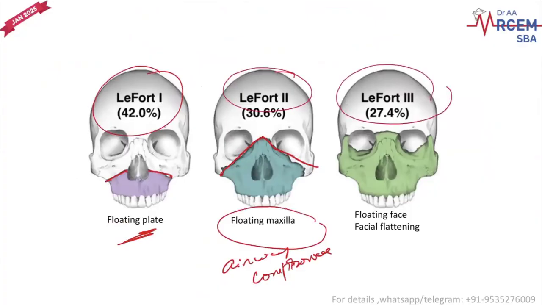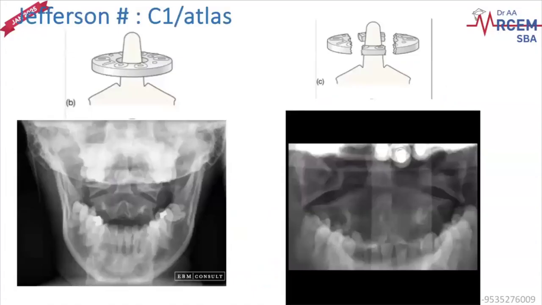Le Fort fracture 3 is also known as floating face. It completely separates from the skull itself. The face appears as if it has been flattened. It also can cause airway compromise. But the most notorious one is the Le Fort type 2, which causes airway compromise.